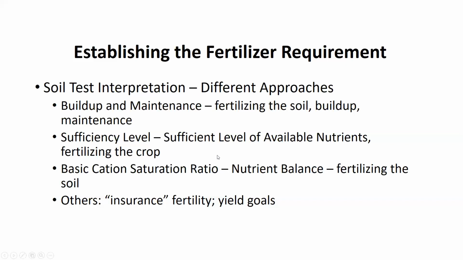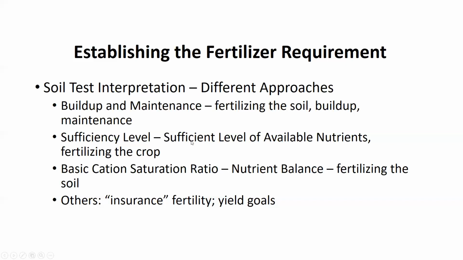So the sufficient level of available nutrients, SLAN, this is our basic premise at the university. We're adding enough to satisfy that plant need. Well, depending on where we are, we might have a buildup component and a maintenance, or just a maintenance. But we use kind of a hybrid approach of these three.